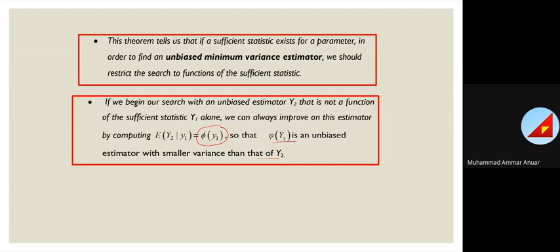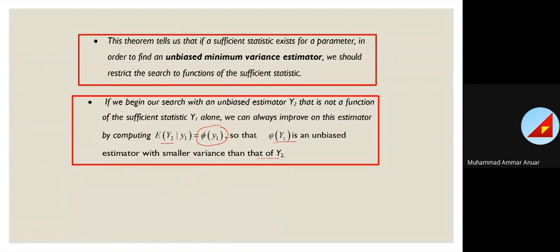So we need to improve this by computing the conditional expectation, the expected value of Y2 given Y1. So we have phi Y1, which is now an unbiased estimator. We will prove that the variance of phi Y1 is less than the variance of Y2. Then phi Y1 is the unbiased minimum variance estimator. That is the concept.